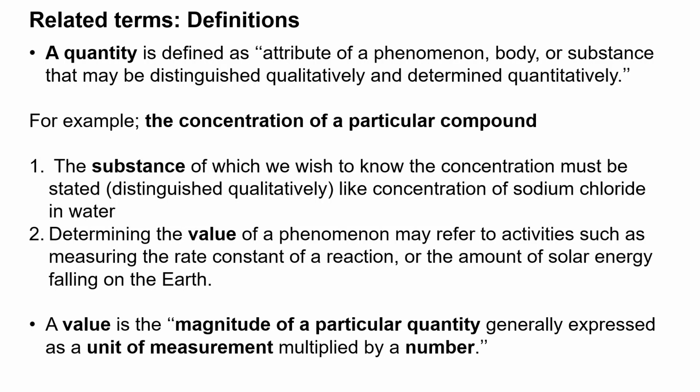For example, if you want to check the concentration of a particular compound in any solution, for example, I want to see the concentration of sodium chloride in water. So the first step is I have to identify what substance is there and what my substance of interest is. So that will be a qualitative distinction of that substance.